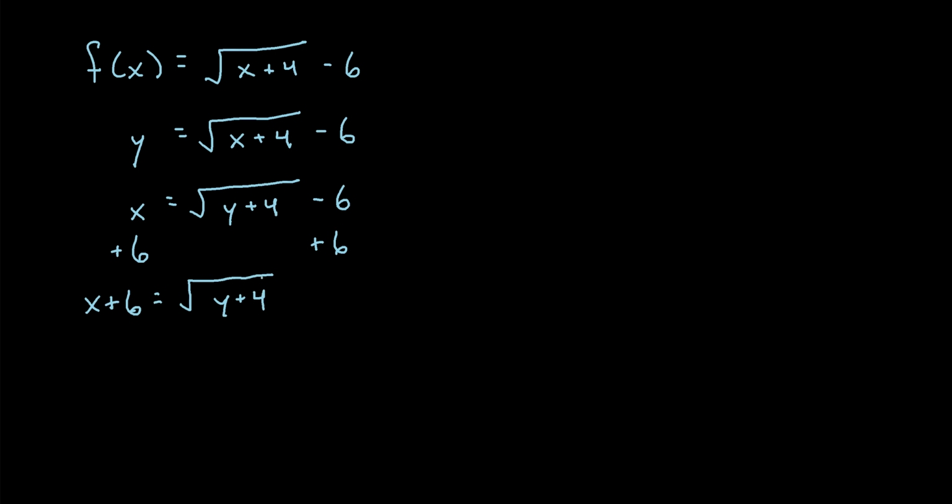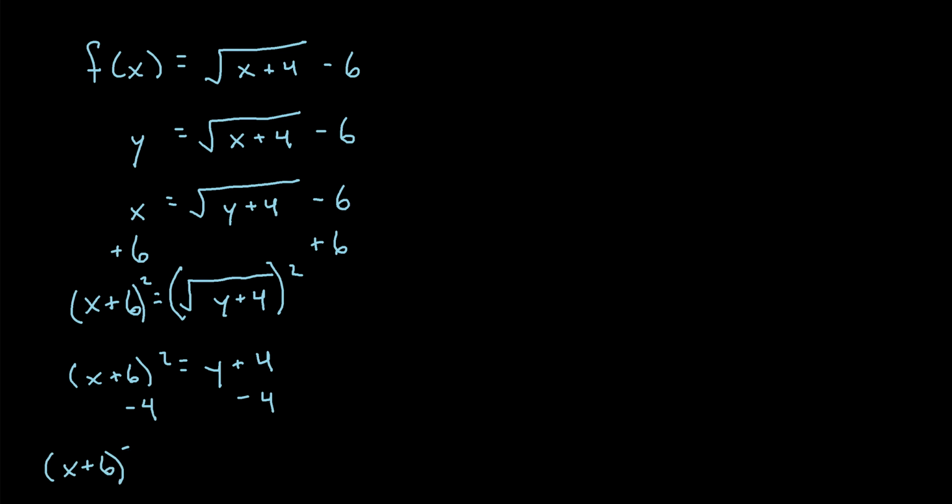Okay, so to get rid of this square root on this side, we can square this entire right side. We can square this entire left side. So we'll be left with x plus 6 squared is equal to y plus 4. So when we square a square root, it just leaves us with whatever was inside of that square root. Okay, the last step to get this y all by itself is to subtract a 4 from each side. So we're left with x plus 6 squared minus 4 is equal to y.